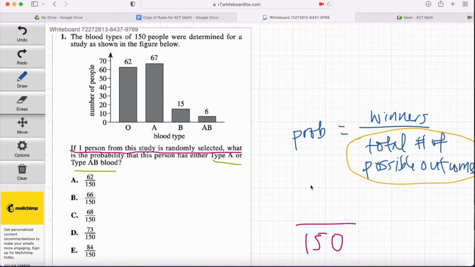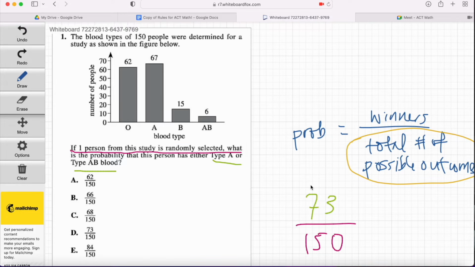67, yes. 67 and 6. Yeah, right? So 67 have type A, 6 have type AB. So how many people have either A or AB blood? 73. 73, and we just put that in the numerator, and there's our answer. Oh, okay. Does that make some sense?